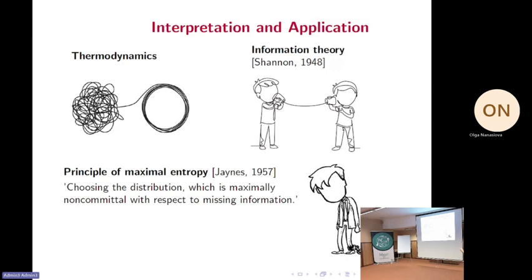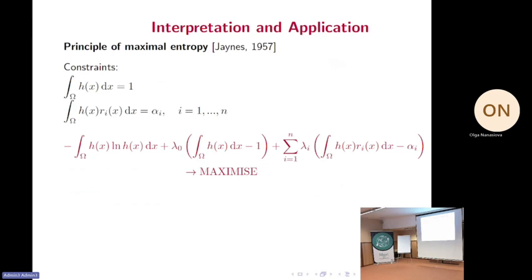Okay, and with this principle of maximal entropy, more mathematically, we get some constraints. The first one is a normalization constraint, which is quite normal in the additive approach. The second type of constraint can be any other constraint, where r is a function of x, and alpha here is some constant.